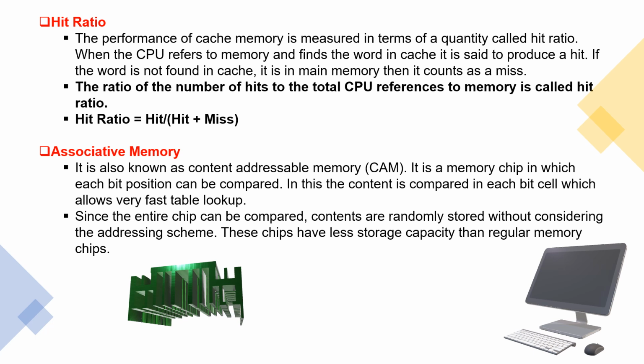Associative memory. It is also known as content addressable memory. It is a memory chip in which each bit position can be compared. It is the content compared in each bit cell, which allows very fast table lookup. Since the entire chip can be compared, contents are randomly stored without considering the addressing scheme. These chips have less storage capacity than regular memory chips.